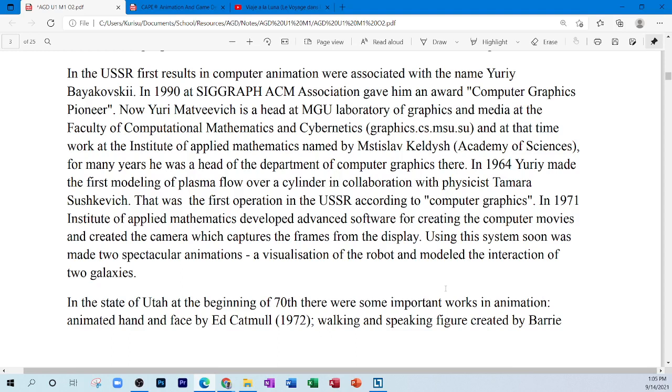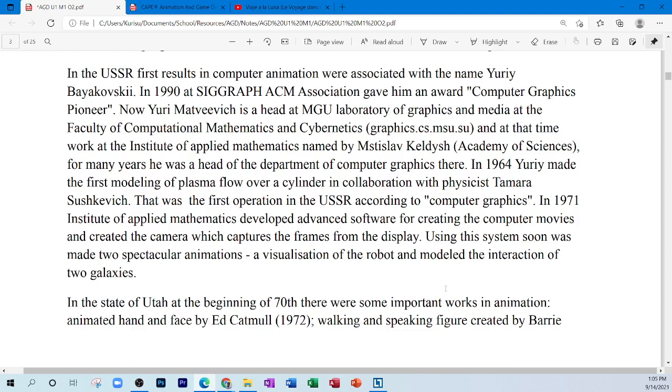In the USSR, first results in computer animation were associated with the name Yuri Beyakovsky. In 1990, at SIGGRAPH, the ACM Association gave him an award, Computer Graphics Pioneer.